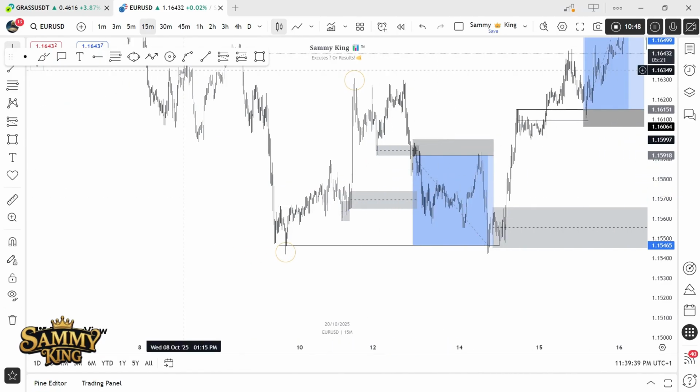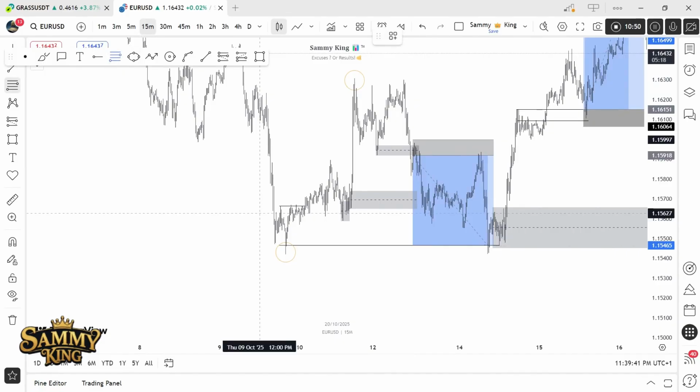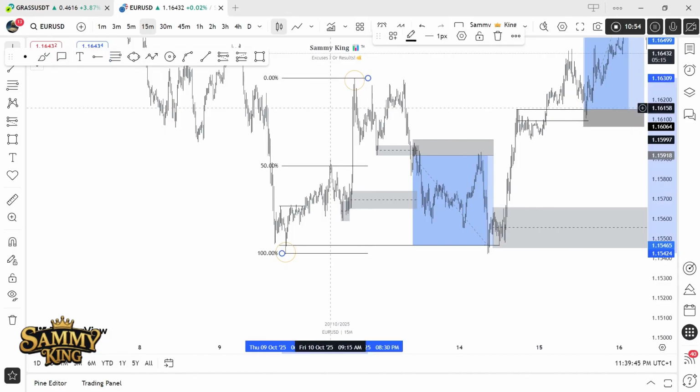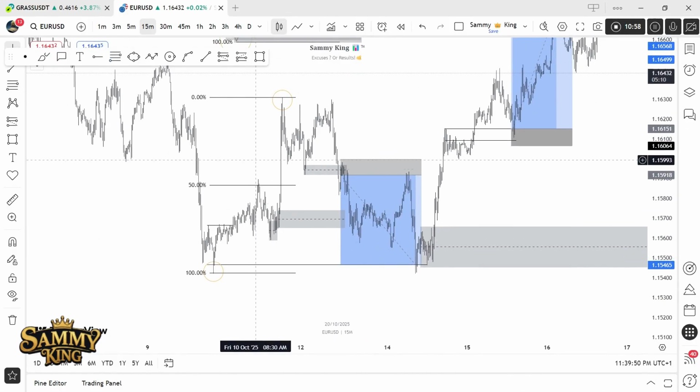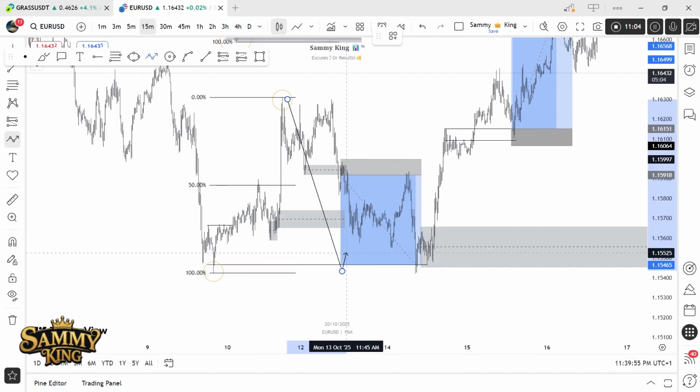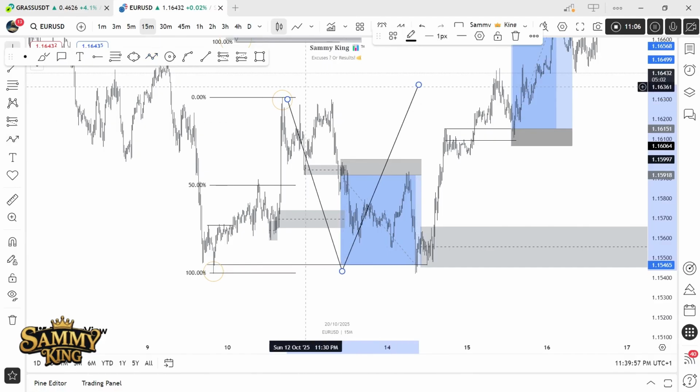Why? Let's do an analysis on what I just did. You mark out your premium and your discount zone, you bring it all the way up here. Your premium zone up here, your discount zone down here. Now, like I said, when you see a bullish expansion, we expect price to come back down into the discount zone before moving back to the upside. And that was exactly what price did.